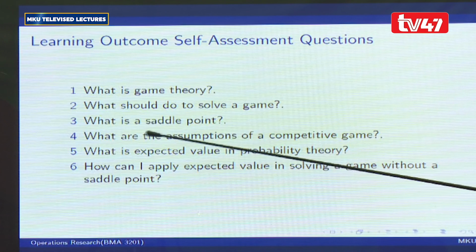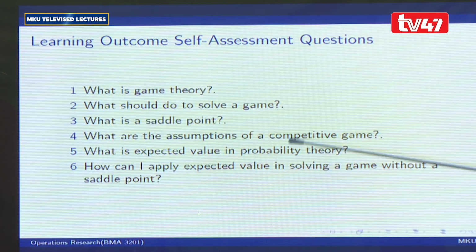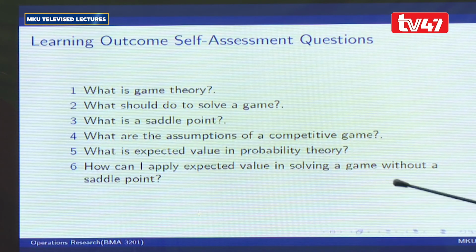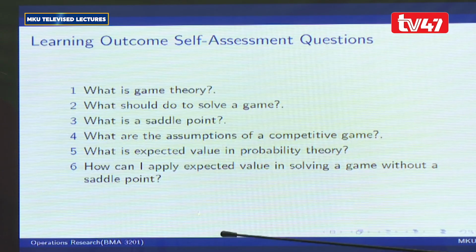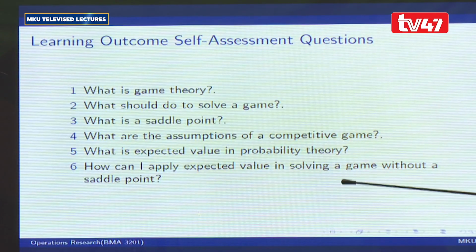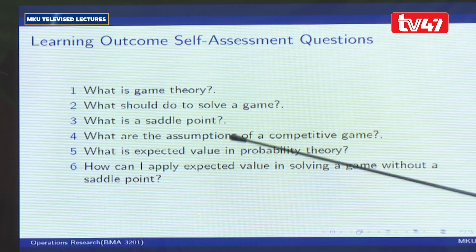Then, what is a saddle point to a game? What are the assumptions that a game should have for it to be considered competitive? Then, what is the expected value in probability theory? Then, how can I apply the expected value theory to solve a game that has no saddle point?